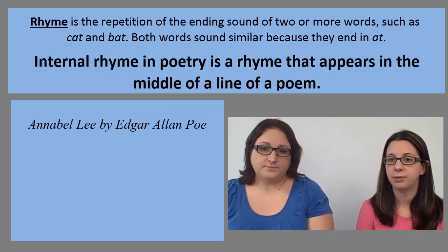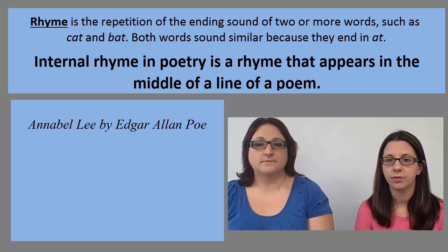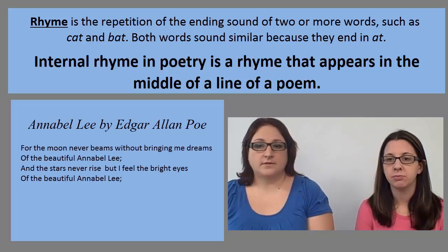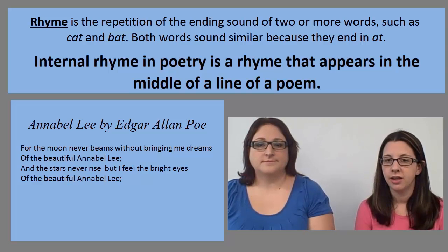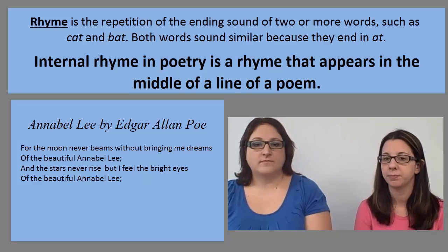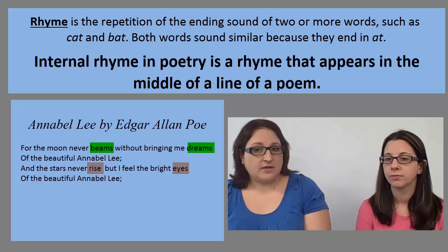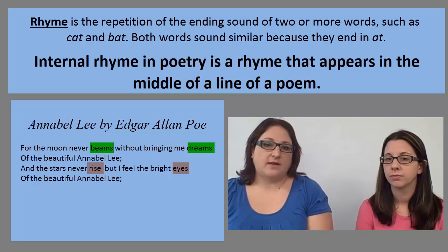So here's an example of internal rhyme from Poe's poem Annabel Lee. For the moon never beams without bringing me dreams of the beautiful Annabel Lee. And the stars never rise, but I feel the bright eyes of the beautiful Annabel Lee. The words beams and dreams, also rise and eyes, rhyme, and they are in the same line.